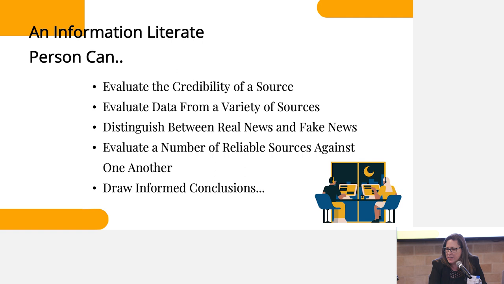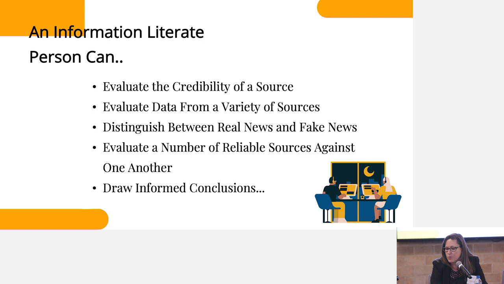In that same vein, when we want to verify the credibility of a source in our daily life or scholarly pursuits, we often find ourselves looking at multiple sources to discern what is right. And at this point, it may be important to point out the necessity of knowing how to distinguish between real and fake news, which is becoming increasingly difficult in this era of easily manipulated artifacts and commentary that can be created by artificial intelligence. Lastly, I've noted that an information literate person can take reliable sources and weigh them against one another to draw informed conclusions.